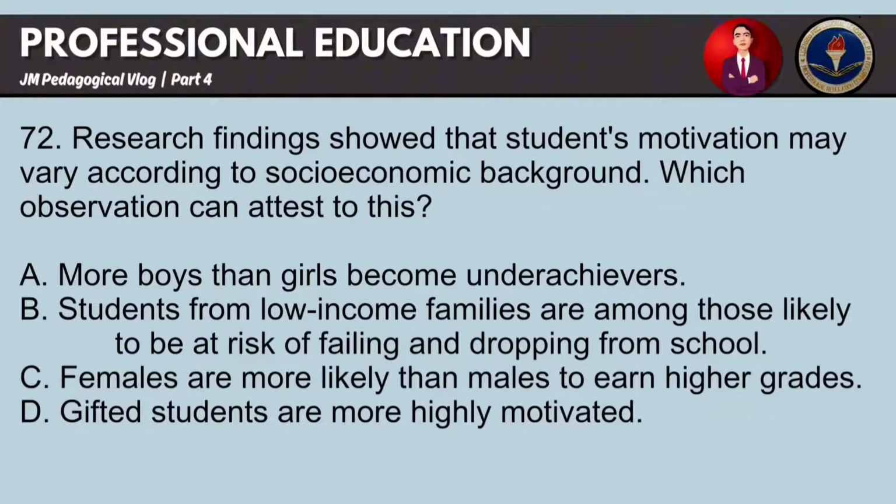Research findings showed that students' motivation may vary according to socioeconomic background. Which observation can attest to this? A. More boys than girls become underachievers. B. Students from low-income families are among those likely to be at risk of failing and dropping from school. C. Females are more likely than males to earn higher grades. D. Gifted students are more highly motivated. The answer is B.